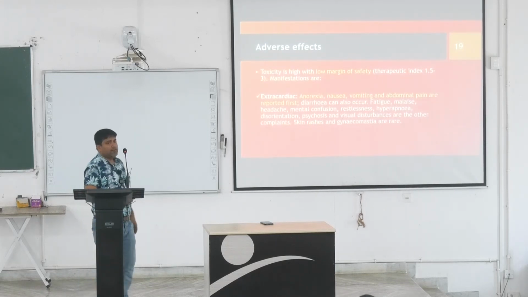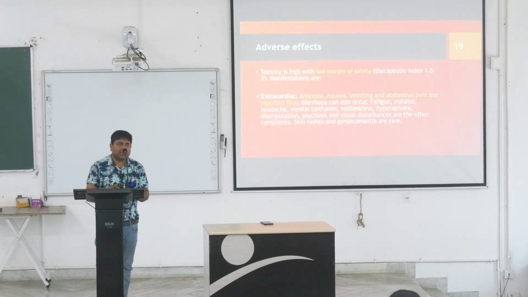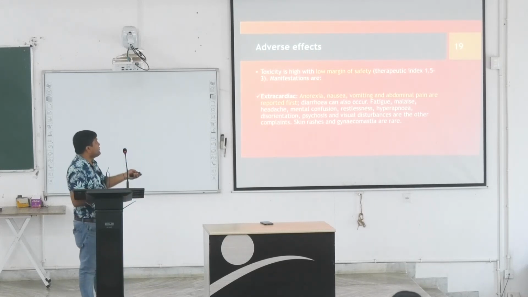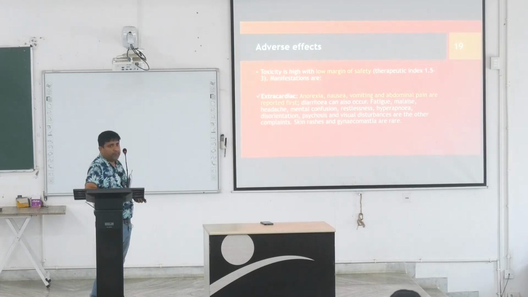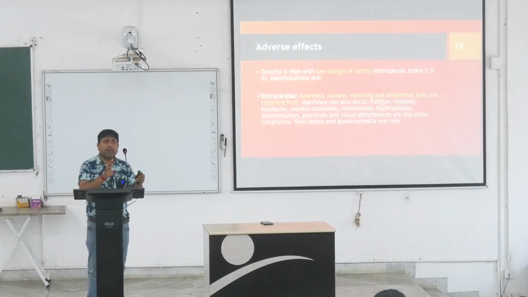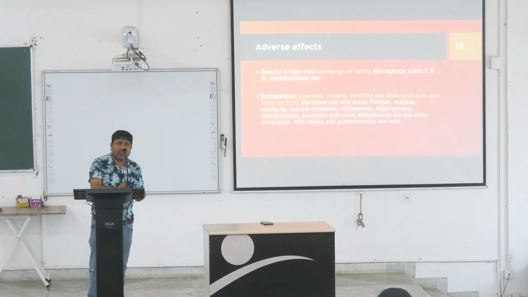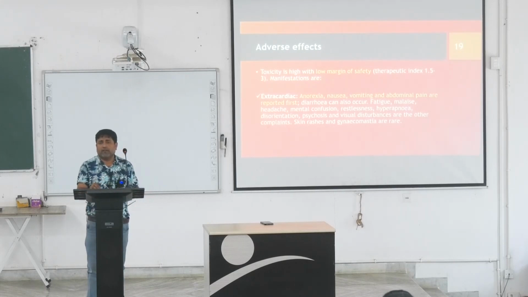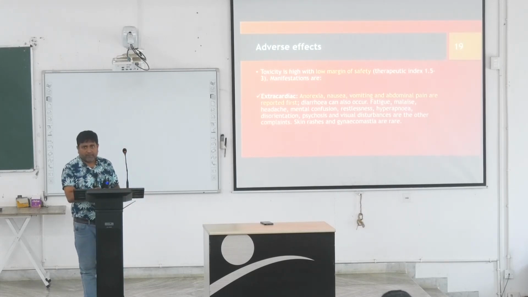Adverse effects. We all know that digoxin has got very narrow therapeutic index, and hence the margin of safety is low. Therapeutic index is 1.5 to 3. The toxicity of the digitalis can be divided into two groups. One is extracardiac toxicity and the other one is cardiac toxicity.